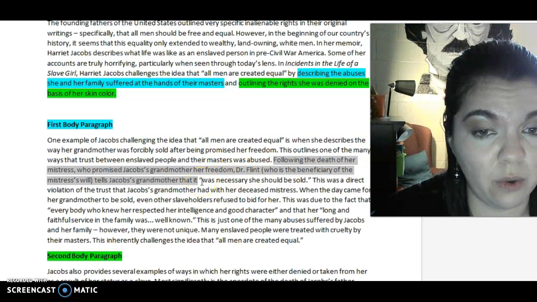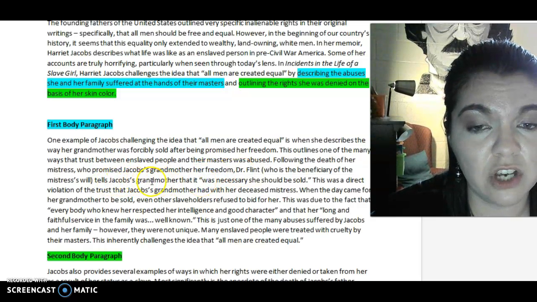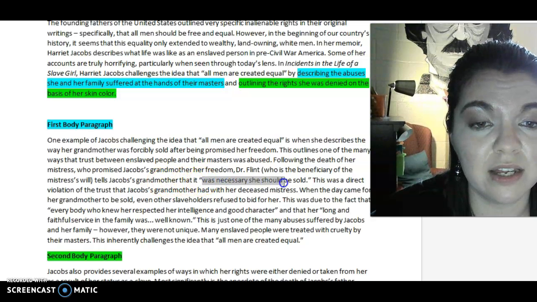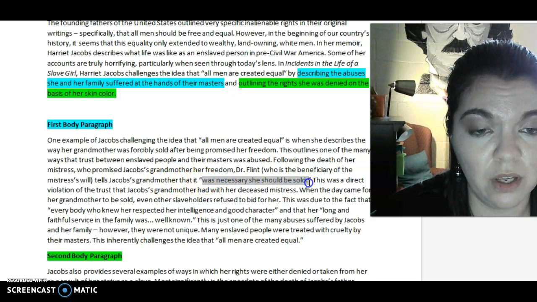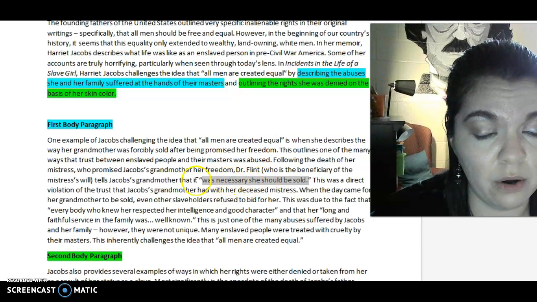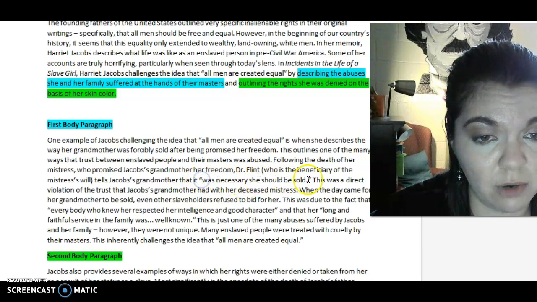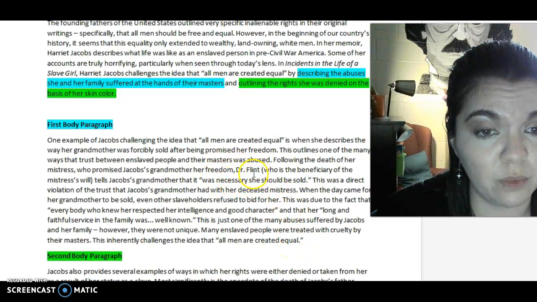Then we have our direct quote. Tells Jacob's grandmother that it was necessary she should be sold. Notice again, in this direct quote, this piece of evidence, it has quotation marks around it. It ends in a period. That is the correct way to format your quote.